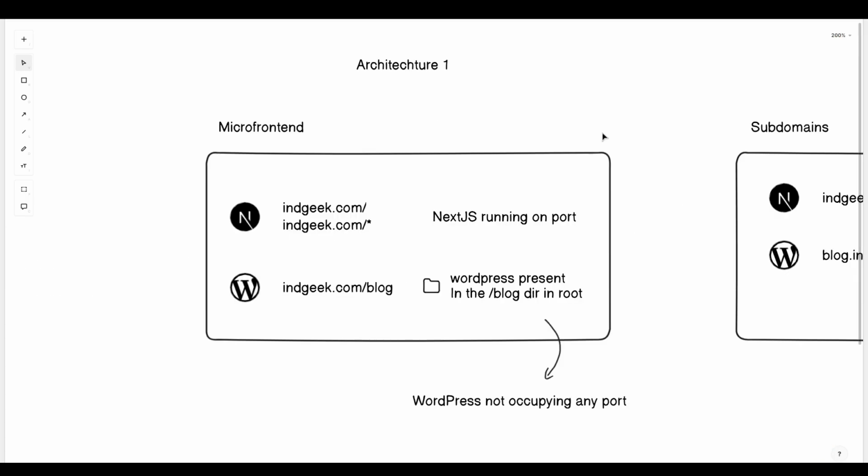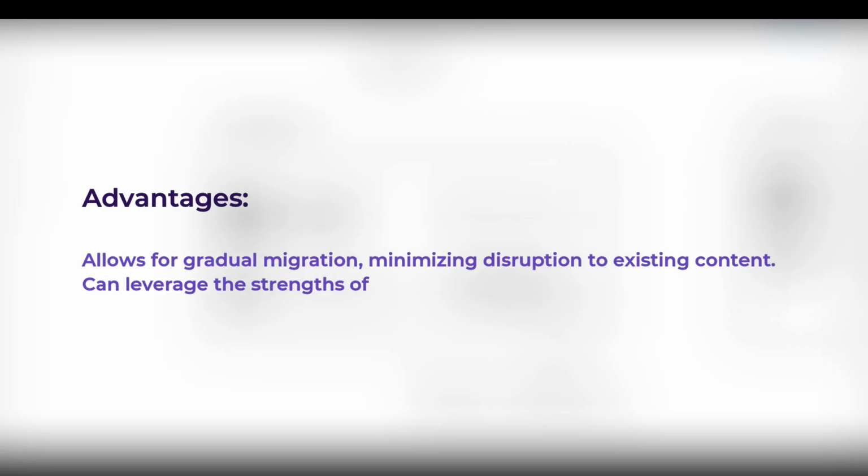The first architecture that came into my mind was micro frontend. How this works is that you keep these blogs on WordPress while migrating the rest of the pages to Next.js. Both WordPress and Next.js would run on the same server with the same domain. Next.js would be running on port 3000 while WordPress would be present only in the /blog directory in the root. Some advantages are, this allows for gradual migration, minimizing disruption to existing content.